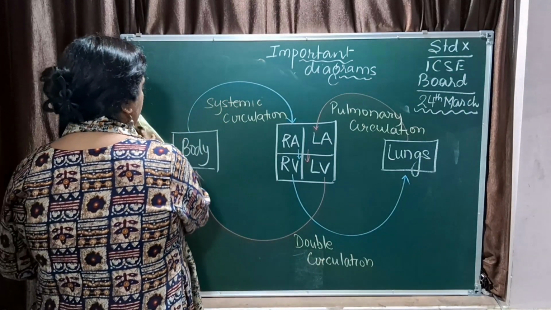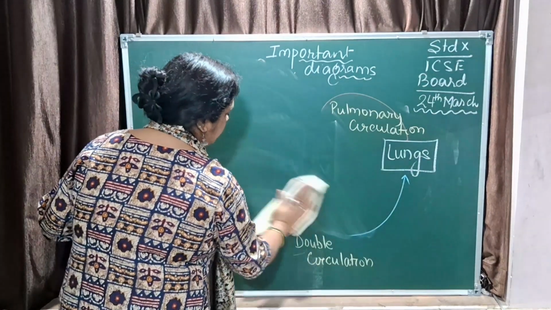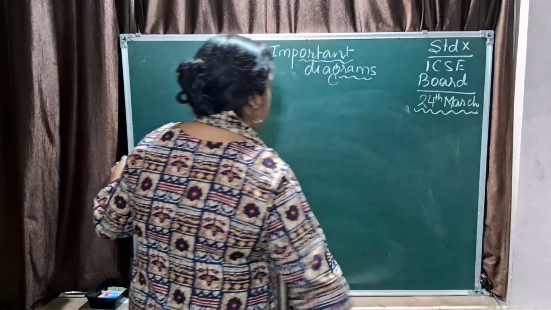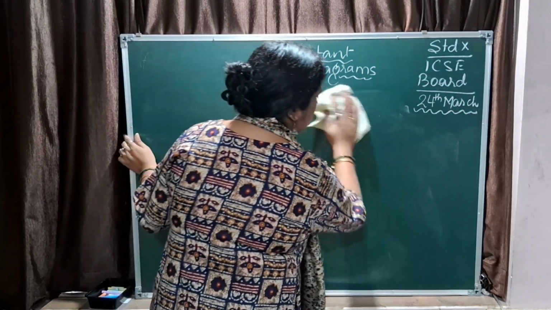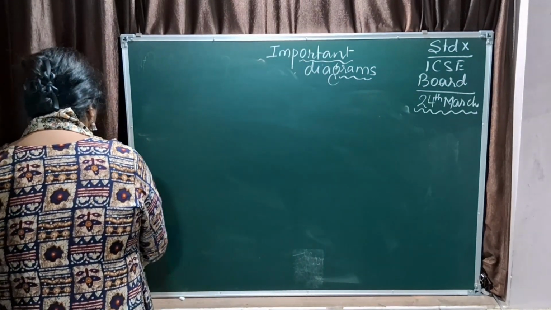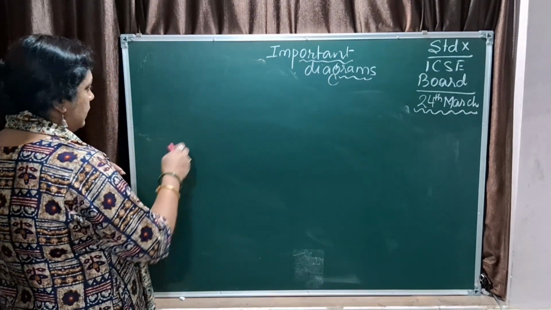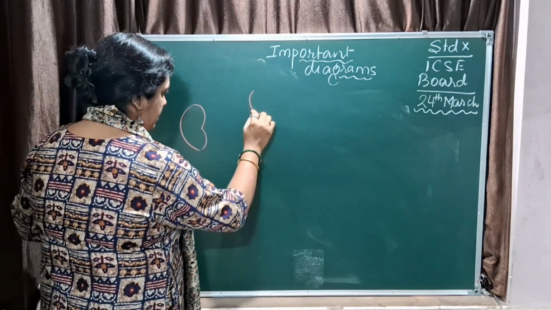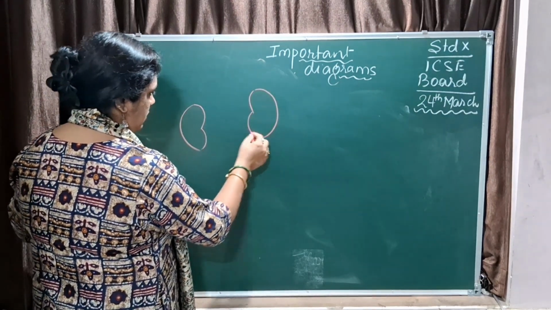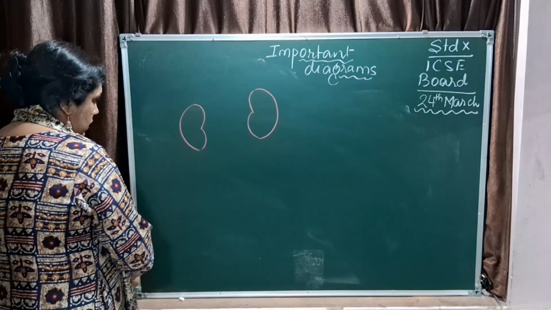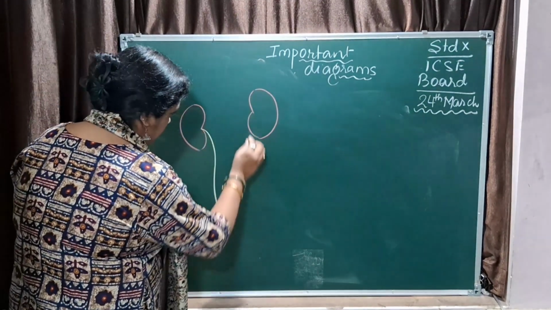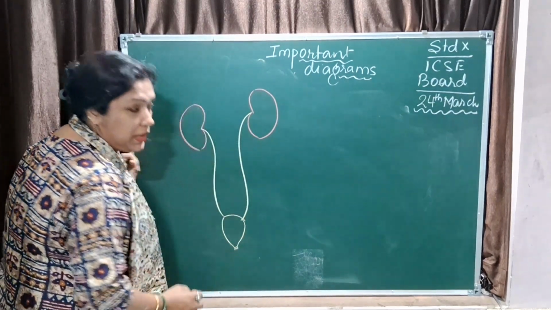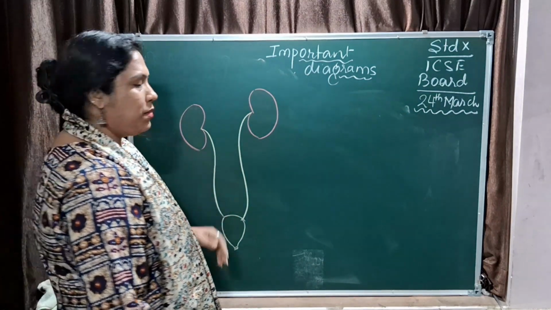Next chapter, that is chapter 9, is your excretory system. Excretory system is an important chapter where diagrams are concerned. Yes. Now where diagrams are concerned in excretory system, you have the entire excretory system. So in that case, let us make the kidneys, it's such a simple diagram that can be made in less than 1 minute.